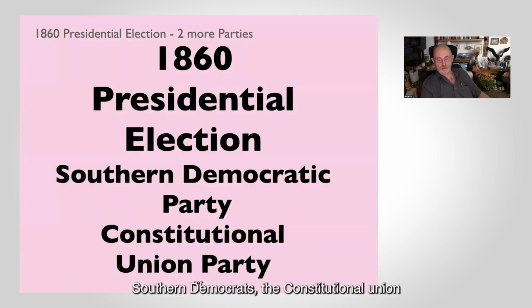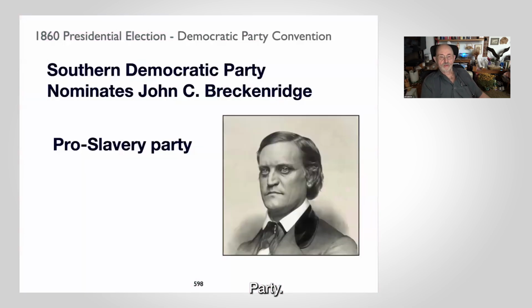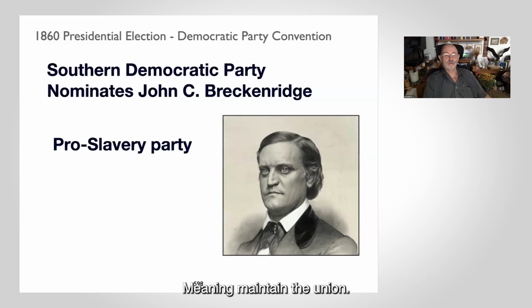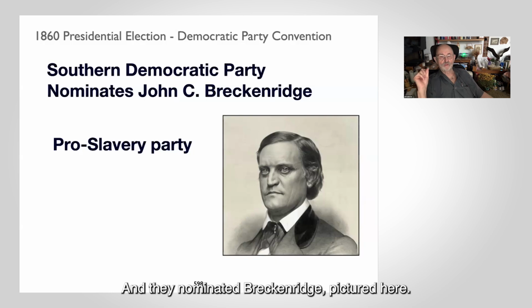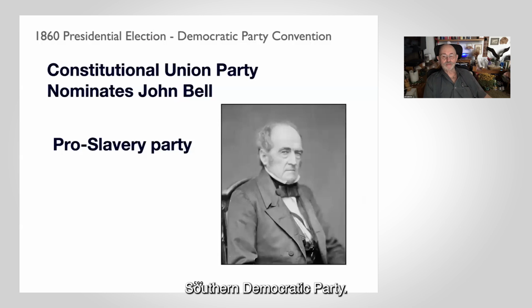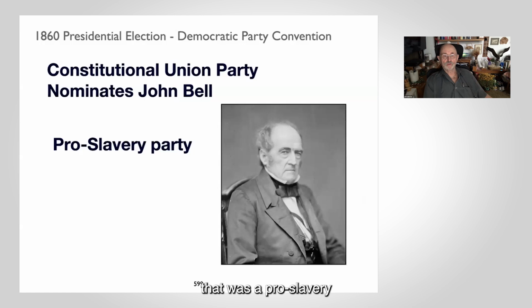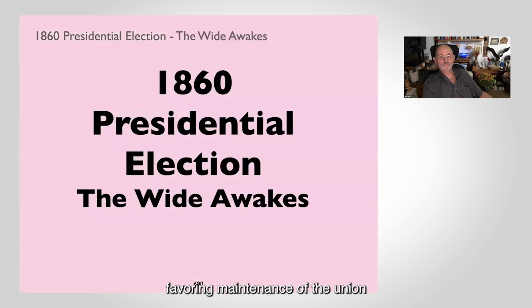Southern Democrats, the Constitutional Union Party. They're a pro-slavery party, but look, the interesting name, Constitutional Union, meaning maintain the Union. And they nominated Breckinridge, pictured here, Southern Democratic Party. The Constitutional Union Party nominated this gentleman, John Bell. It was a pro-slavery party and also favoring maintenance of the Union.